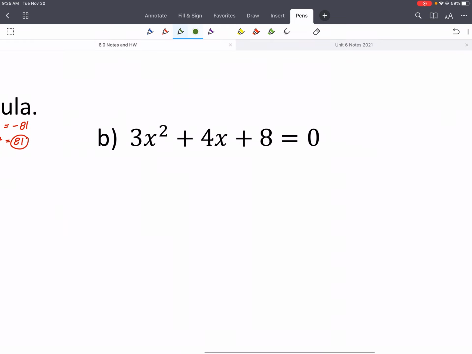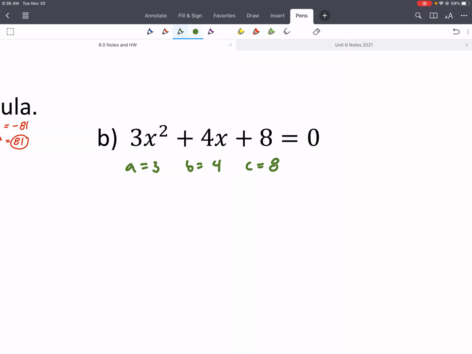All right, I'd like to see if you can do B. So pause, give this a try. All right, so make sure it's in standard form, check. Label A, B, and C. A is 3, B is 4, C is 8.